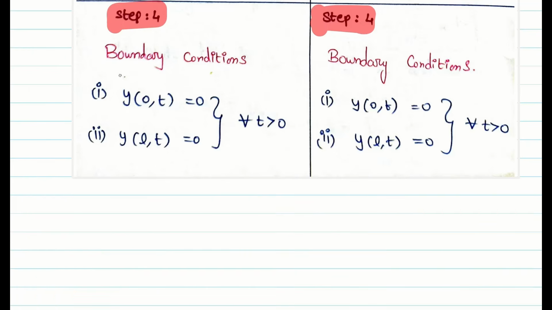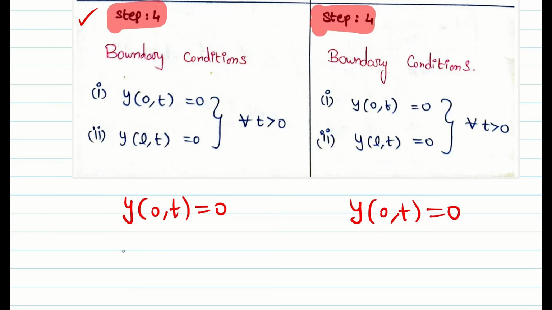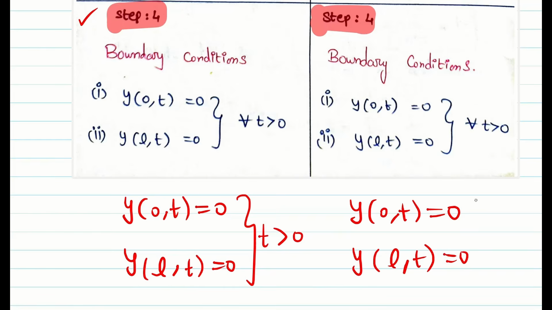Okay, now let us go into step 4. From step 1, we can write the 2 boundary conditions. This is also common for both kinds of problems. y of 0 comma t equal to 0 and at the other end y of L comma t equal to 0. There is no displacement when t is greater than 0. So these 2 boundary conditions are the same. Only the initial conditions are going to change.